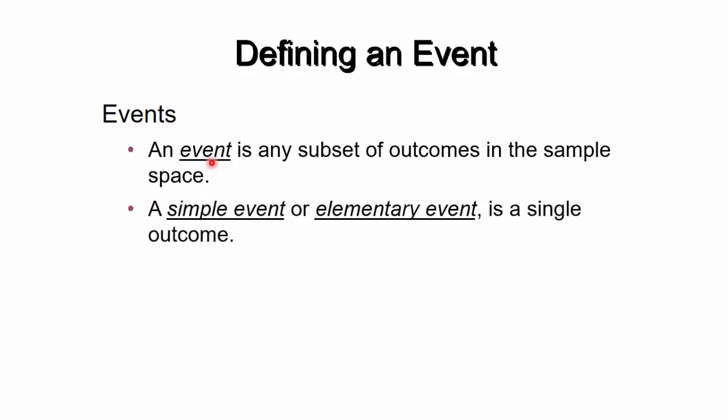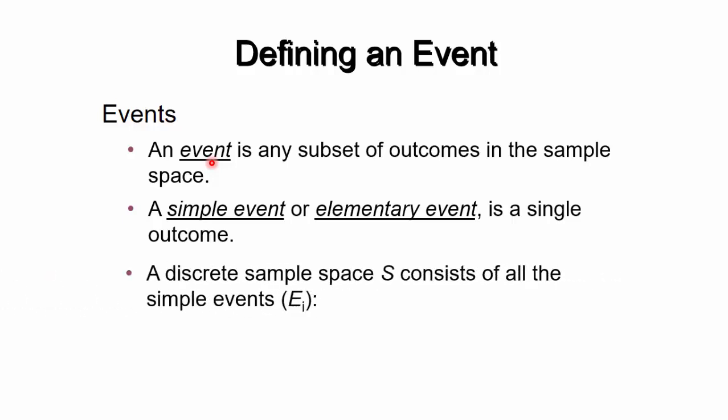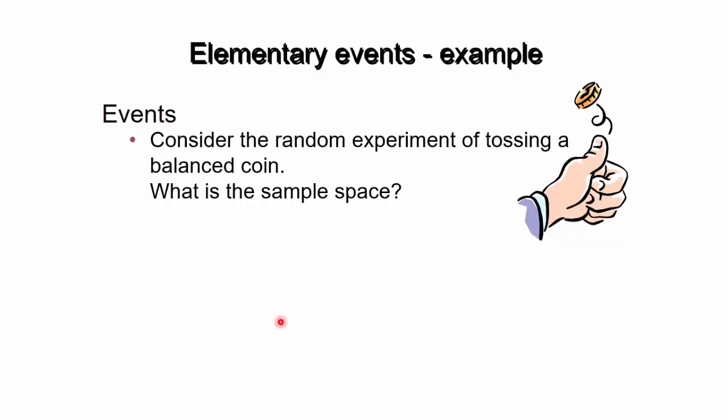A simple event or an elementary event is a single outcome. So when you look at only one element of the sample space, it's a simple event or an elementary event. Events also could be discrete, wherein they are count numbers. So, an elementary event example: tossing a balanced coin.